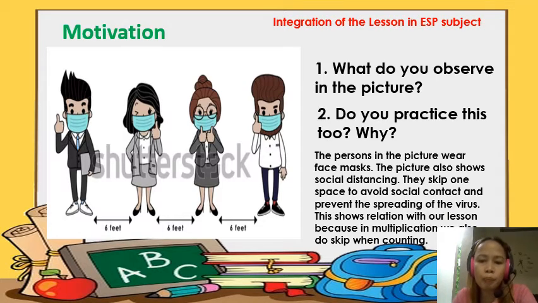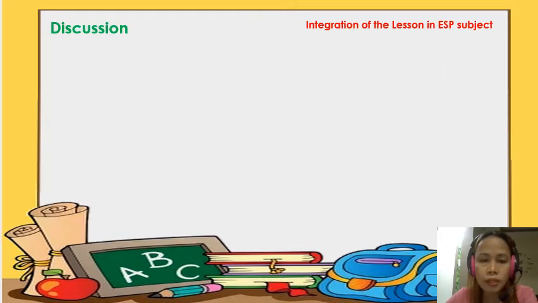The persons in the picture wear face masks. The picture also shows social distancing. They skip one space to avoid social contact and prevent the spreading of the virus. This shows relation with our lesson because in multiplication, we also do skip when counting. Okay, this time let's go to the lesson proper.